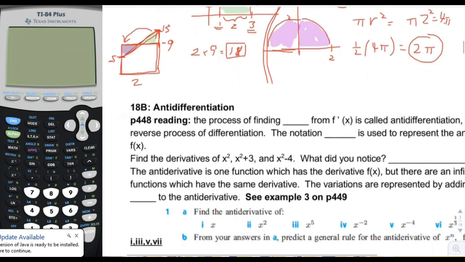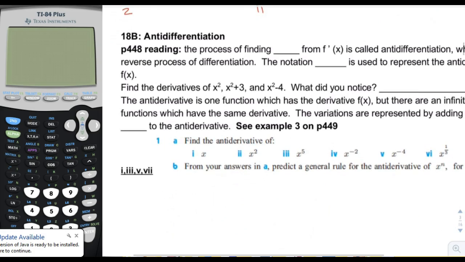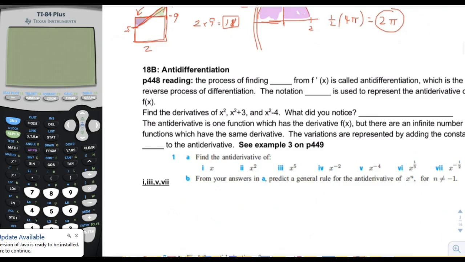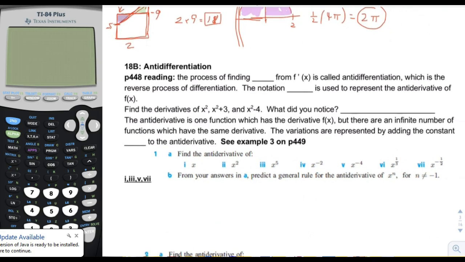Alright. Moving on to section B, anti-differentiation. The process of finding f of x from f dash of x is called anti-differentiation. So instead of starting with f and finding the derivative f dash, we're going to start with f dash and find the original function f of x. And that's called anti-differentiation, which is the reverse of differentiation.